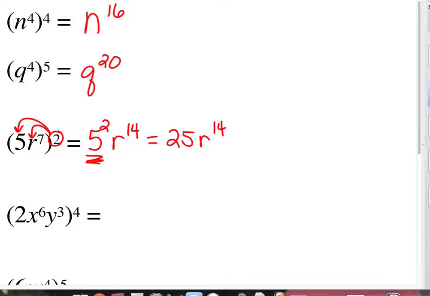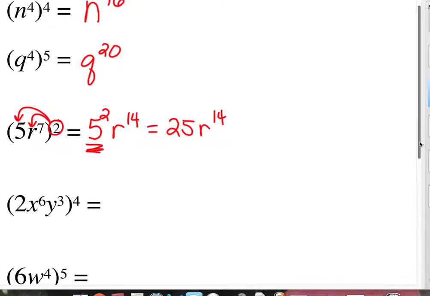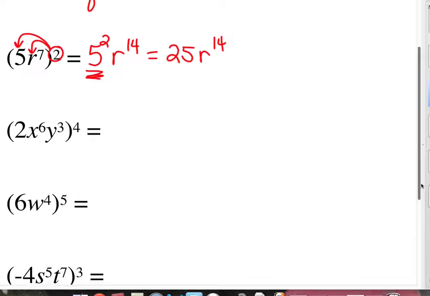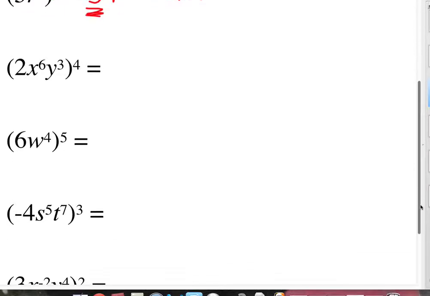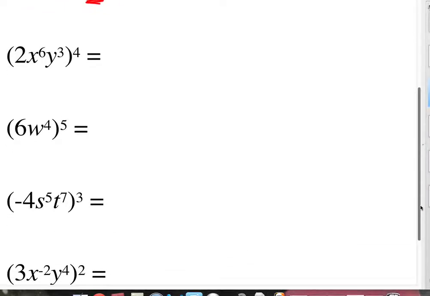So scrolling down here, looking at these, we have quite a few on this page, so I'll scroll down. All right, so again, it's kind of like the distributive property. You have to give the 4, this exponent has to be distributed to all 3 pieces of this monomial. It has to go to the 2, to the x to the 6th, and to the y to the 3. So it's going to be 2 to the 4th power, x to the 24th power, and y to the 12th.